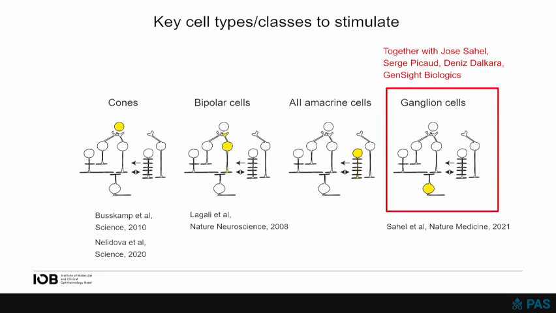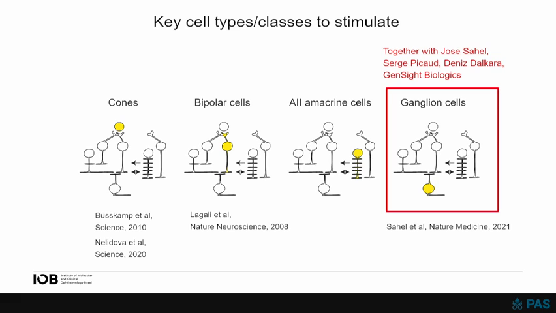Now I'd like to show you two different therapies, one of which is already in patients, the one that we started with José Sahel, Serge Picaud, and Denis Dalkara, in a small company we started in Paris, GenSight Biologics. We started with José, and at that time we did not have the ability to target cone photoreceptors in humans, only in mouse, which did not work in humans.